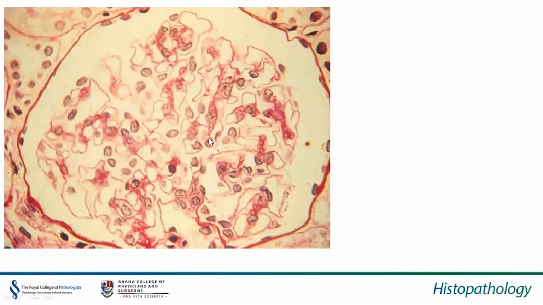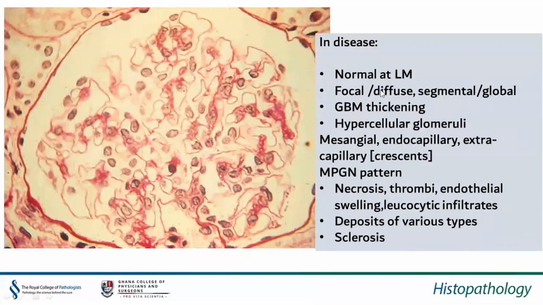The other changes that can be present include a situation where you get mesangial hypercellularity as well as glomerular capillary wall thickening, giving rise to what is known as the MPGN pattern. Yet other alterations include necrosis of the glomerular tuft, thrombi in the glomerular capillaries, endothelial swelling, leukocytic infiltrates, deposits of various types, and sclerosis, which may be segmental or it may be global.